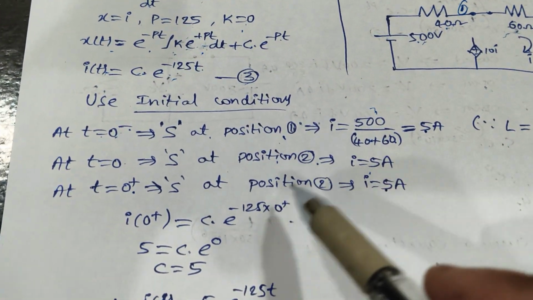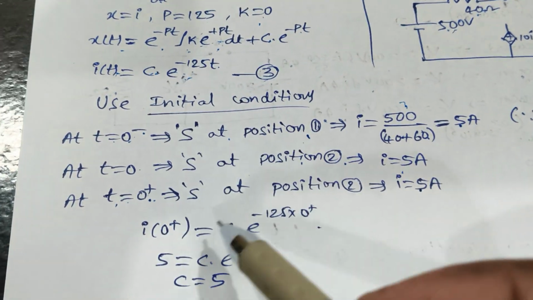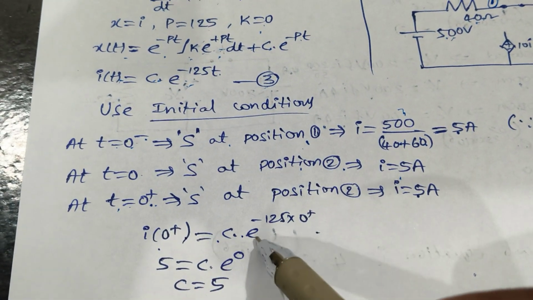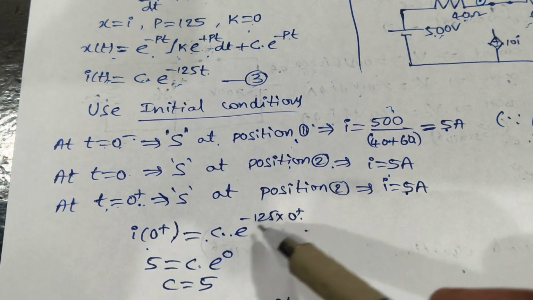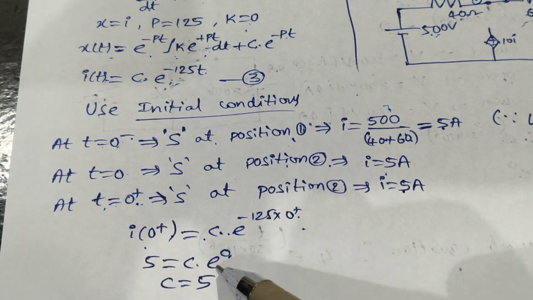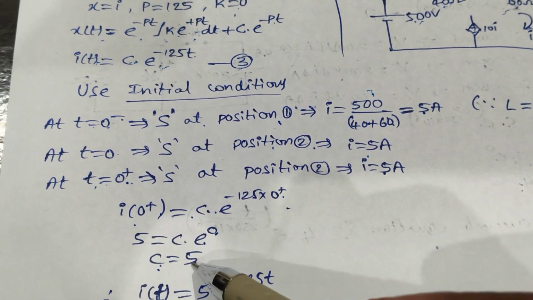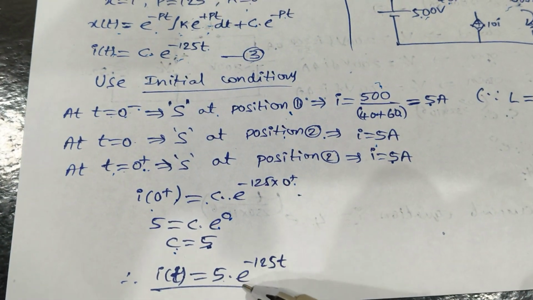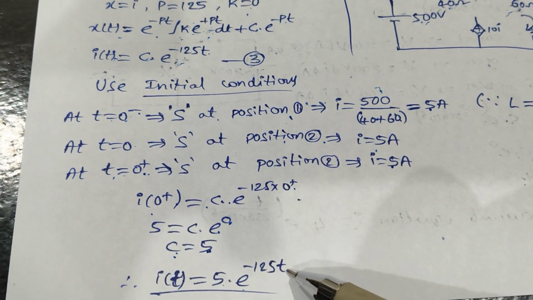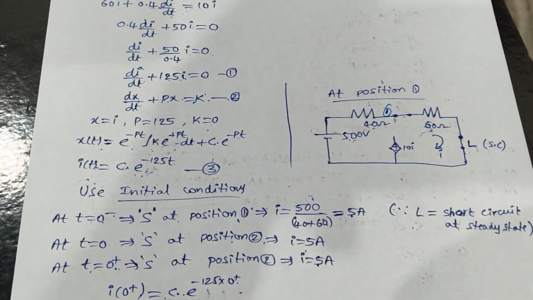Using this initial condition at t equal to 0 plus, I substitute in the third equation. I of 0 plus is equal to c into e power minus 125 into 0 plus, that is nothing but e power 0, which is 1. You get c as 5. So c is equal to 5. Substituting in the third equation, the complete solution is I of t is equal to 5 into e power minus 125 t. So this is all about this problem. Thank you all.